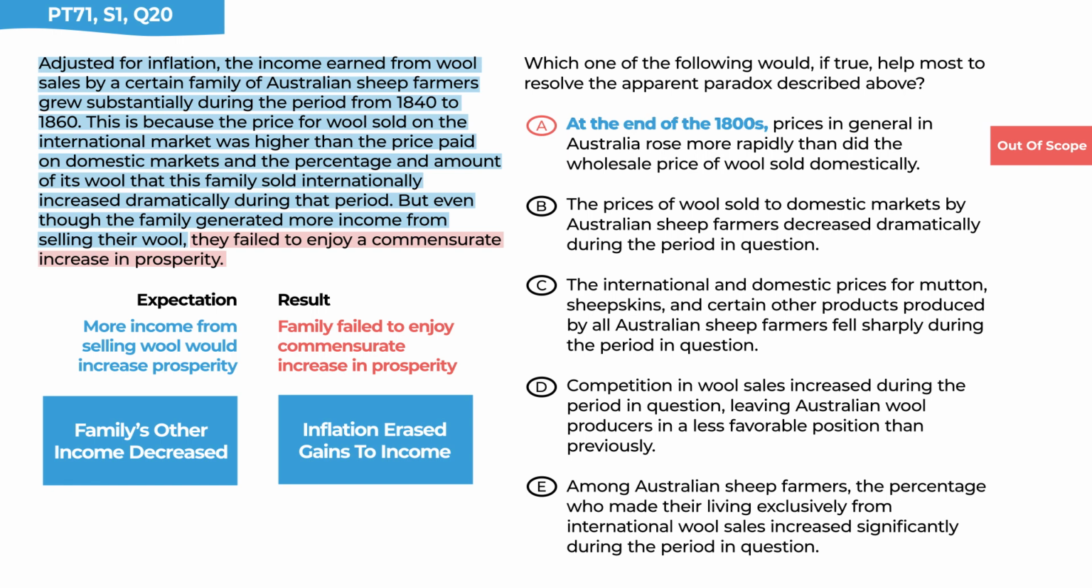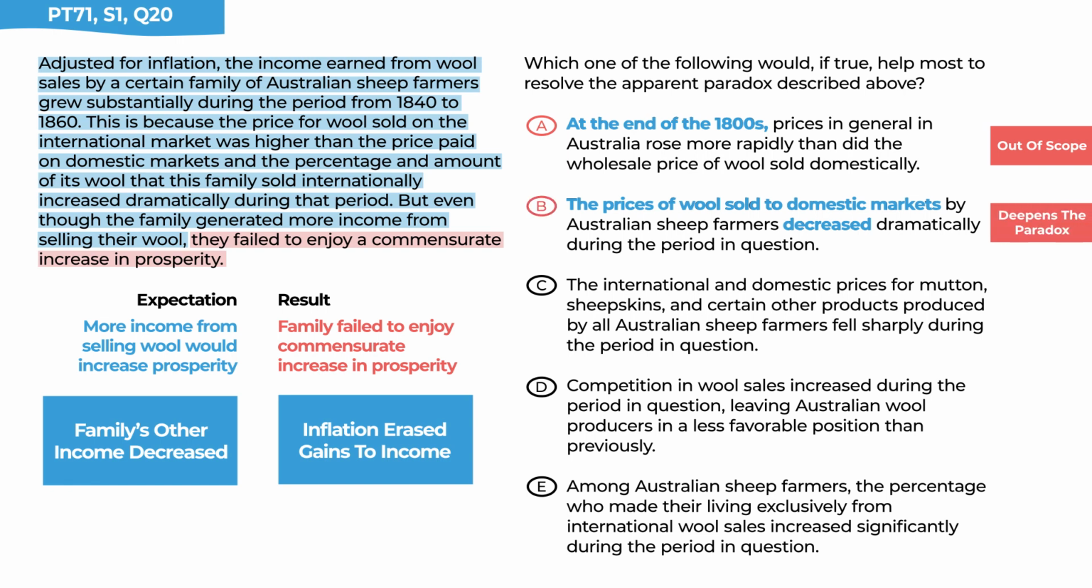Answer choice B says the prices of wool sold to domestic markets by Australian sheep farmers decreased dramatically during the period in question. So if the prices of wool sold to domestic markets decreased, well, that should increase the profits for this family, which is selling that wool internationally. This is only going to make the situation more confusing. This deepens the paradox. And let's get rid of answer choice B.